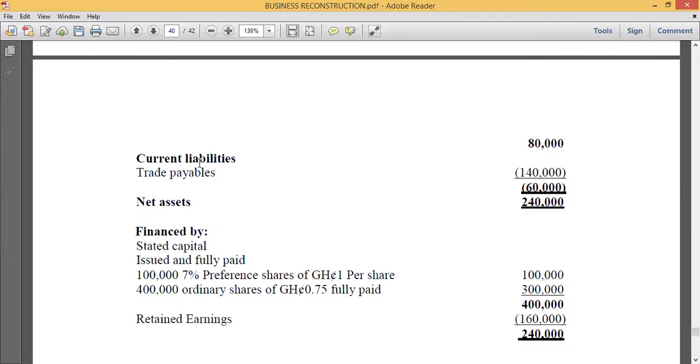So the 14,000 has to be restated. Good. The 14,000 has to be restated in the financial position. So the liability will be the current liability, trade payables. Then we are done. Good.